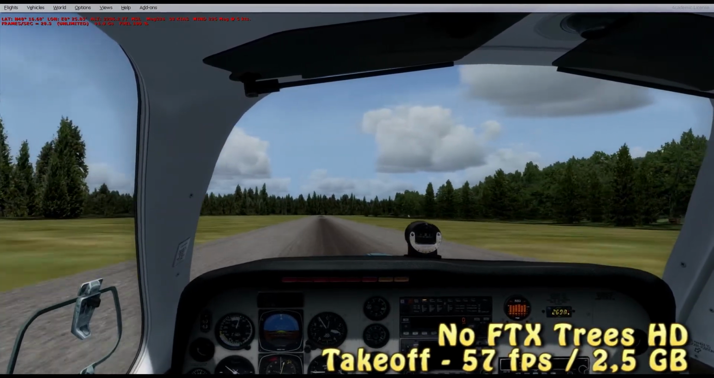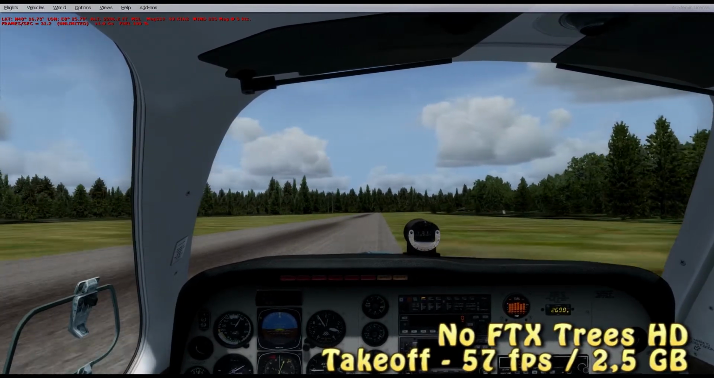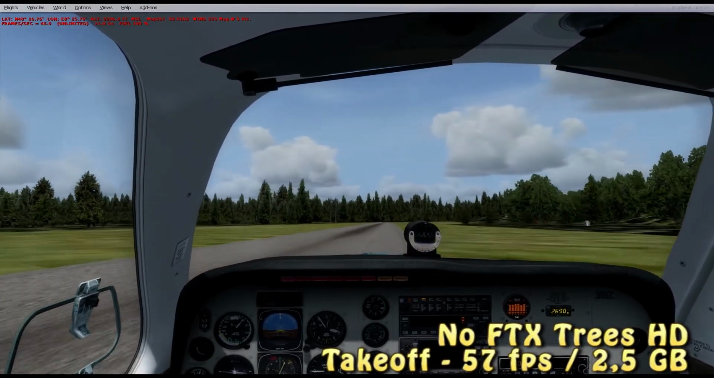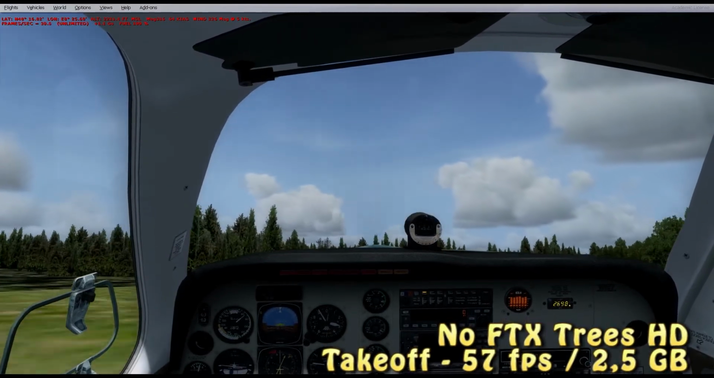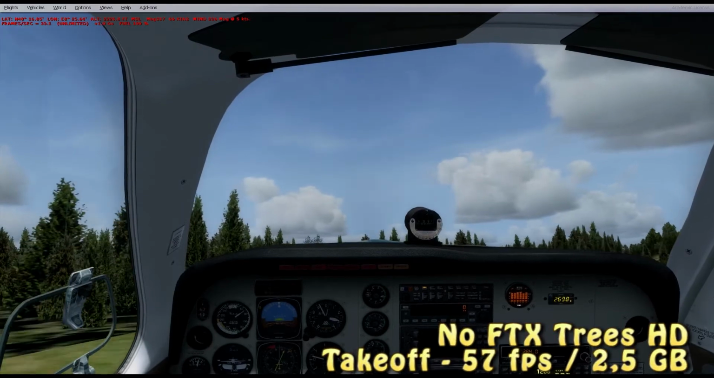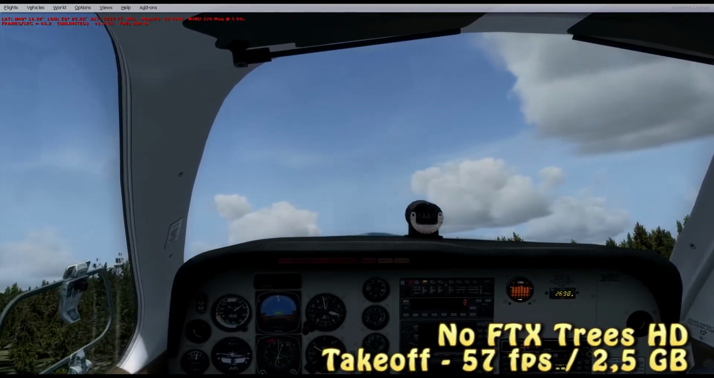Winzeln-Schramberg, that's the name of the airfield, it's Echo Delta Tango Whiskey, and it's in the middle of Germany, and it has a lot of forest, so it should give us an impression of FTX Trees HD.